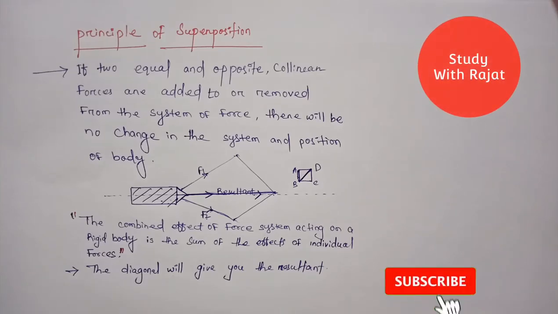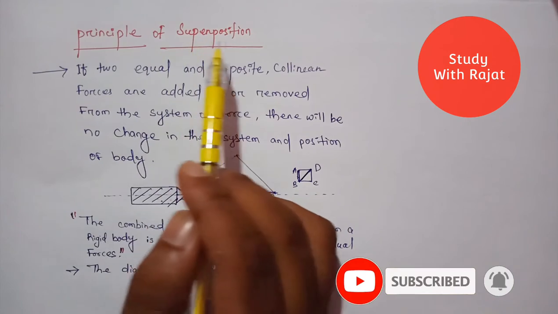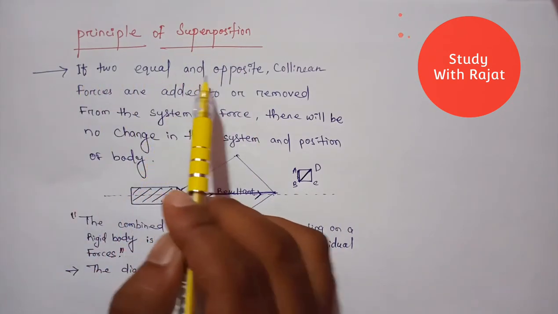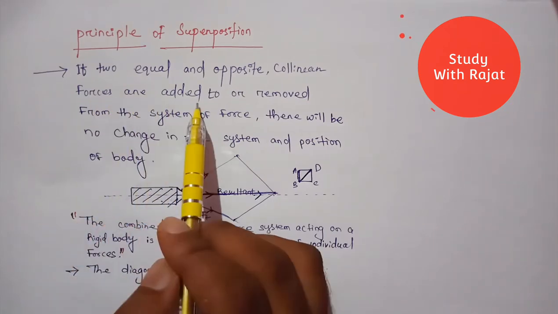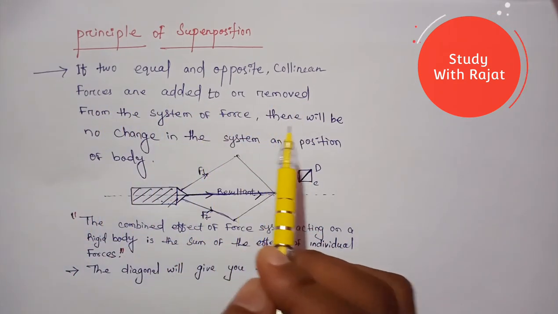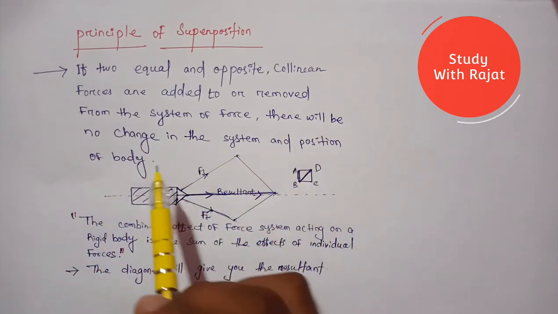Here in this video we are going to discuss the principle of superposition. So what is the principle of superposition? If two equal and opposite collinear forces are added to or removed from the system of force, there will be no change in the system and position of the body.